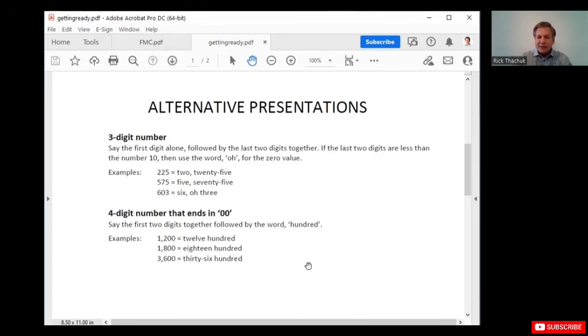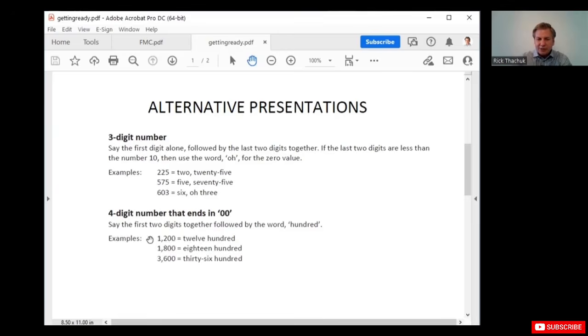4-digit numbers that end in 00. This, I think, is something unique to English. You may not have seen this in your own language, but what we'll do is this. We'll say the first 2 digits together, followed by the word hundred. So let's look at this example. This number here is one thousand two hundred. That's not incorrect. However, that takes a lot to say. By convention, people say the first 2 numbers together and then hundred.